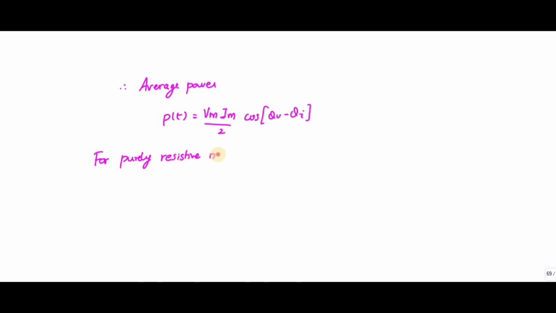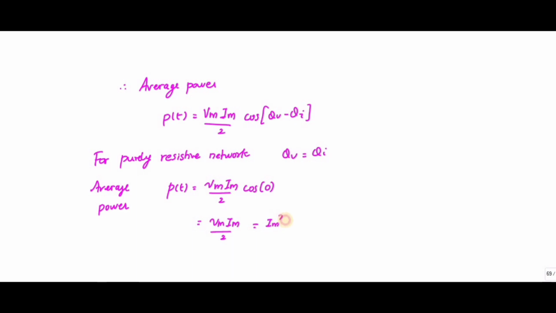So for a purely resistive network, you can see there is no phase difference between voltage and current for the resistor. So both theta values are equal. If I substitute theta v equal to theta I, it becomes cos 0. What is cos 0? Cos 0 is nothing but 1, right? So if I substitute cos 0 equal to 1, I will get P of t, that is average power, equal to Vm Im divided by 2. Instead of Vm, I substitute Im into RL. So it becomes Im square RL divided by 2. This is your average power for a purely resistive network.